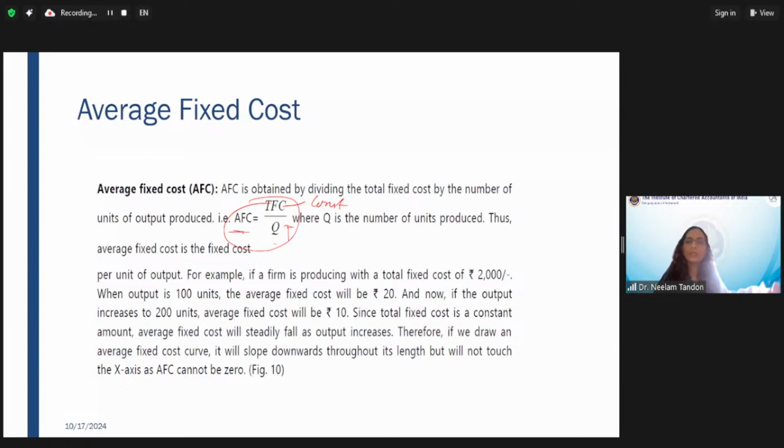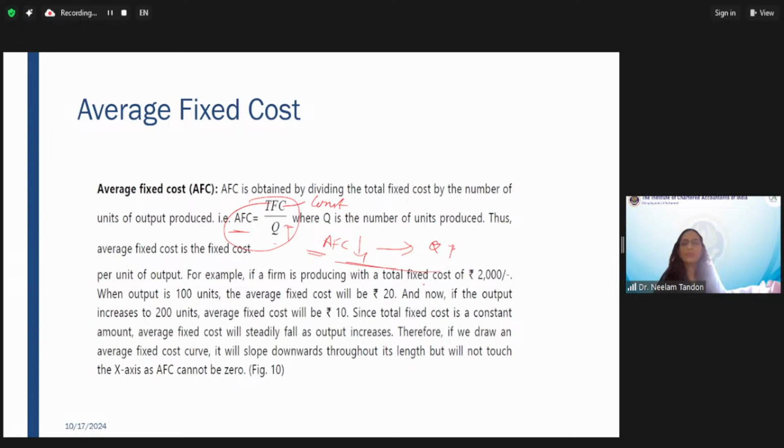Output is increasing, fixed cost is the same. What will happen to AFC? AFC will start decreasing as output increases. So with every additional unit of output, AFC will start decreasing because total fixed cost remains the same and output is increasing. So average fixed cost will start decreasing.